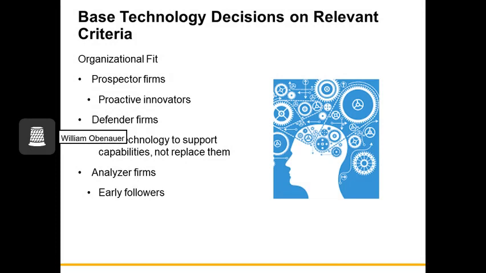We also have to think about how well innovation fits within the culture of our organization. Some organizations are what we call prospector firms, and they tend to be proactive innovators. Other organizations are defender firms, and they tend to just use technology to support their capabilities, not to replace them. They're not trying to do anything new with technology. They're just trying to continue doing what they do and do it better. And then we also have analyzer firms, and they're firms that are not against innovation, but they tend to like to sit back, watch what others do, and then be the early followers.